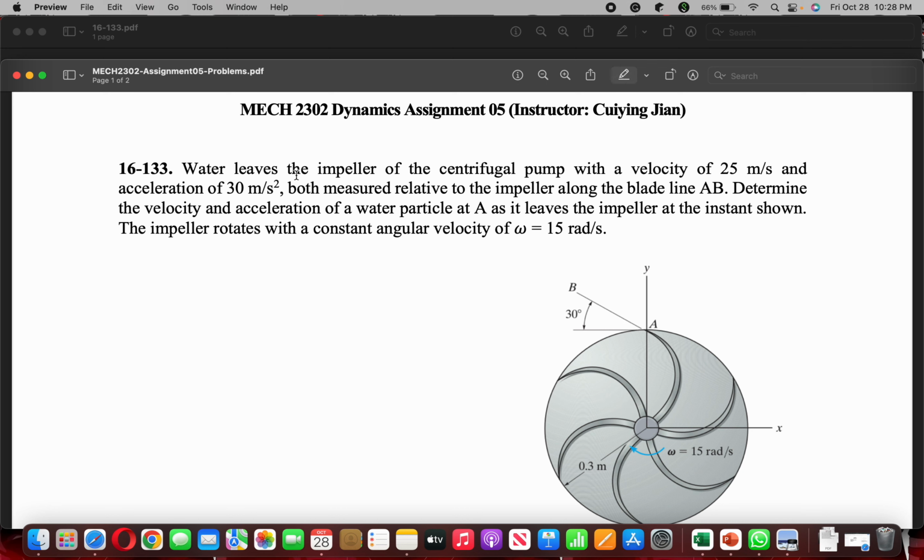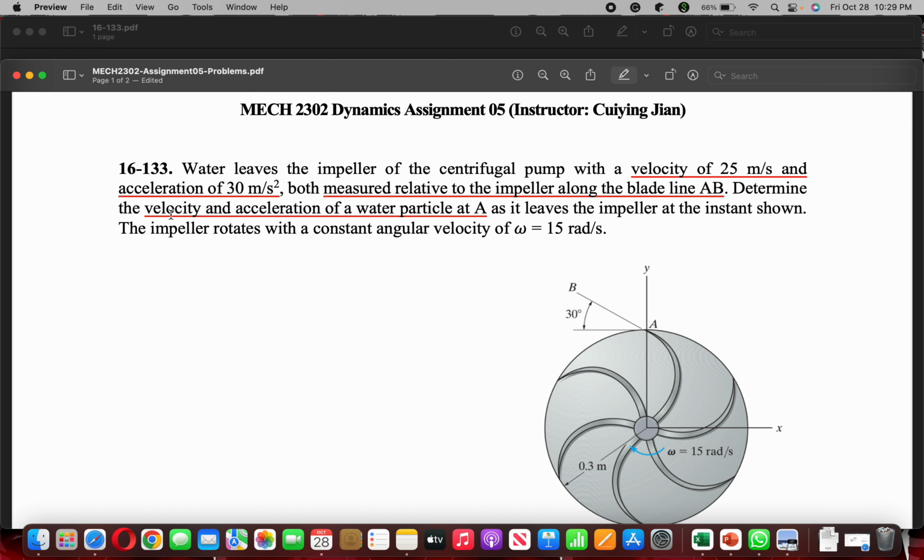Problem 16133 says that water leaves the impeller of a centrifugal pump with a velocity of 25 meters per second and an acceleration of 30 meters per second squared. Both are measured relative to the impeller along the blade line AB, so it gives the direction as well. Determine the velocity and acceleration of a water particle at A.